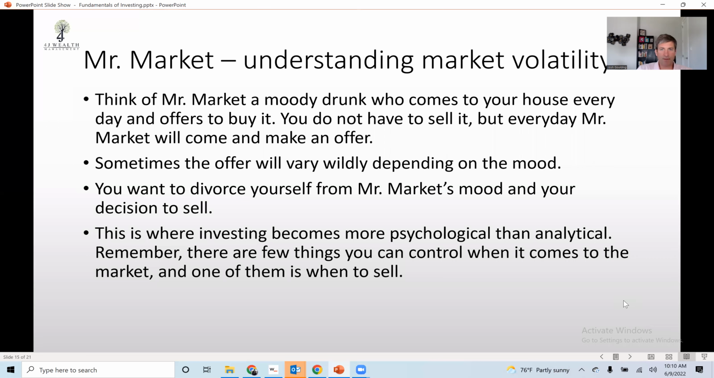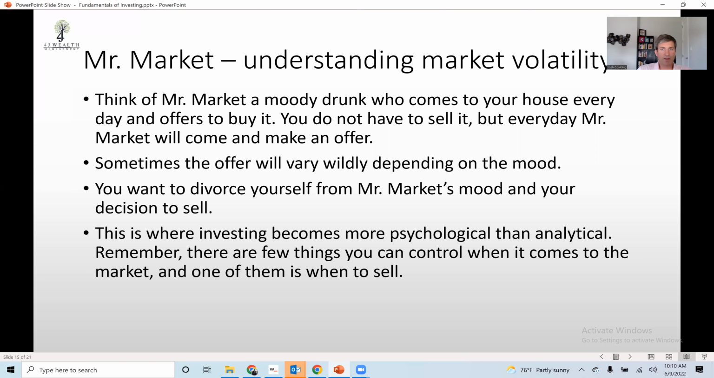So Mr. Market, right? Understanding market volatility. You want to think of Mr. Market as a moody drunk who comes to your house every day and offers to buy it. You don't have to sell it, but every day Mr. Market will come and make an offer. Sometimes the offer will vary wildly depending on his mood. You want as much as possible to divorce yourself from Mr. Market's mood in your decision to sell, right? And this is where investing becomes more psychological than analytical.